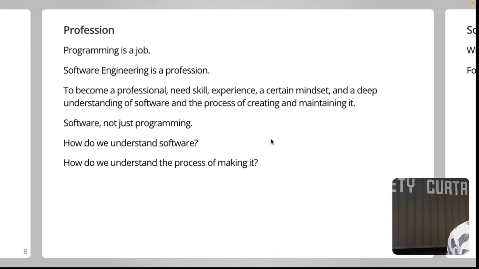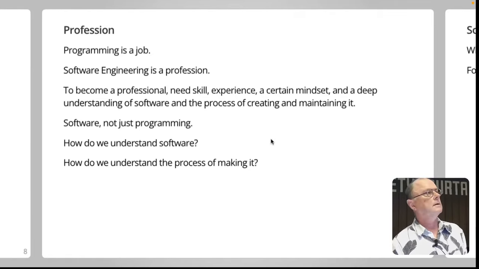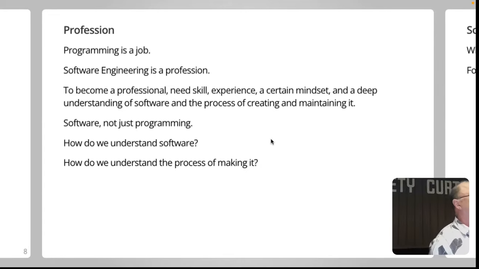It's a deeper thing. And so the real question here is, how do we understand software? And what is it? How does it function? And then the process of making it is clearly important, because you don't just create it a priori and have it work.